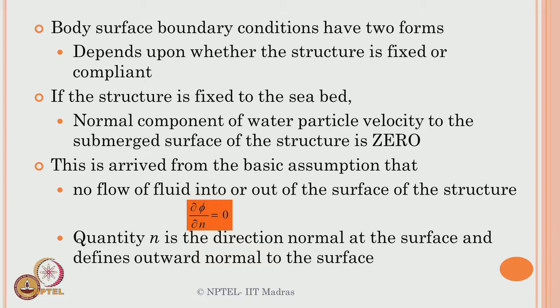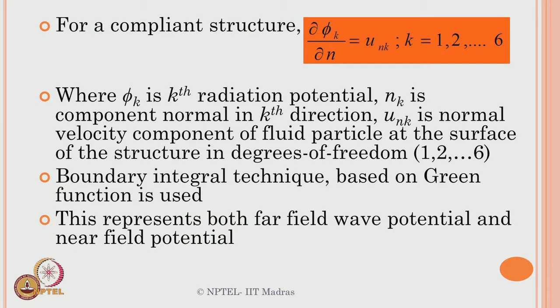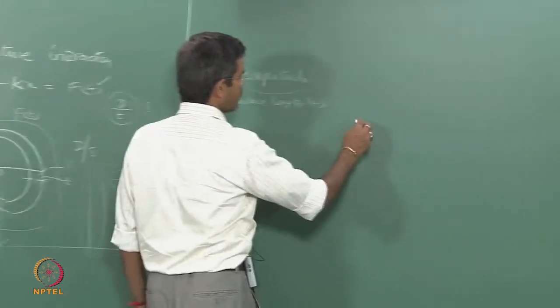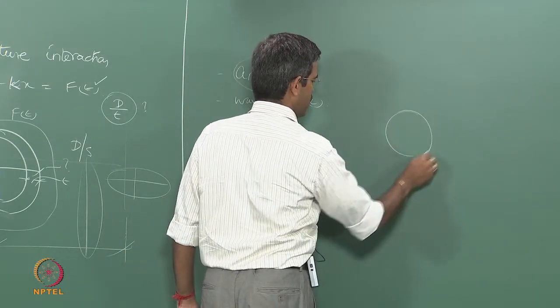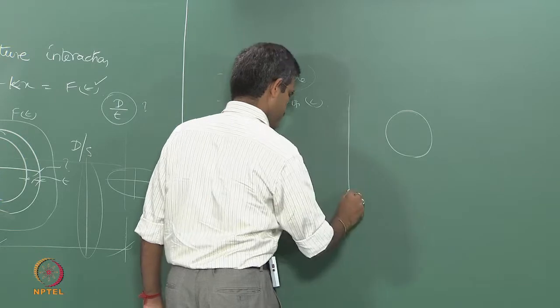The quantity n is the direction normal at the surface and defines the outward normal to the surface. Now for a compliant structure, of course, this will have different components in all the directions. Therefore, dou phi k by dou n is going to be u and k, where k can vary from 1 to 6, the number of degrees of freedom this cylinder can accommodate. One can ask me why I am limiting to 6. We already know this, but still, for the benefit of the users, let us try to specify this. I have a cylinder in plan, let us say I have 3 axes.